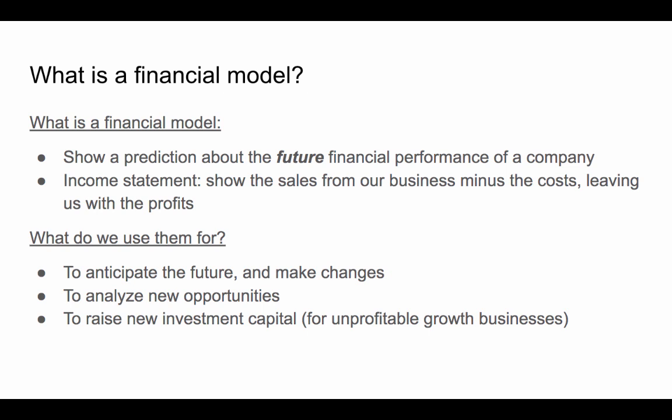The most common type of financial model is called the income statement, also known as the profit and loss statement. The income statement shows the sales from our business minus the costs. At the bottom of the income statement, you have a line that shows us the net profit of the company, which is how much money we made or lost from doing business.